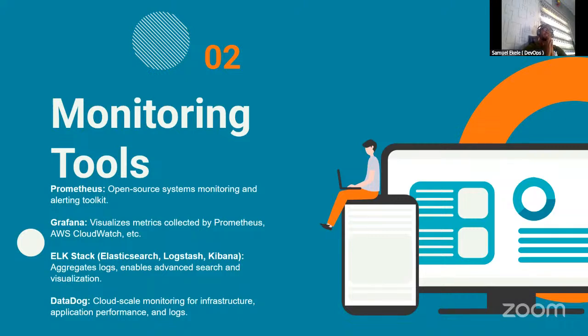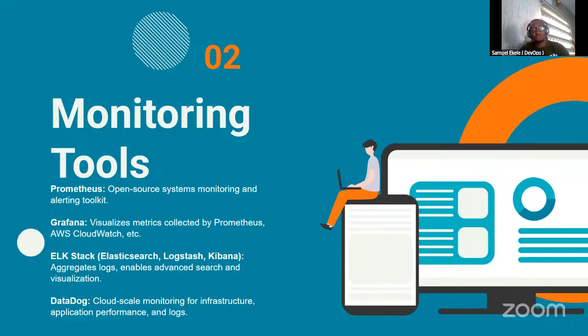We have the ELK stack. The ELK stack is also very, very popular, right? ELK: Elasticsearch, Logstash, Kibana. With this stack, you aggregate your logs, and you enable advanced search and visualization. Elasticsearch helps you, just like your Prometheus that collects time series data, you have your Elasticsearch collecting the time series data, and your Logstash is collecting your logs.